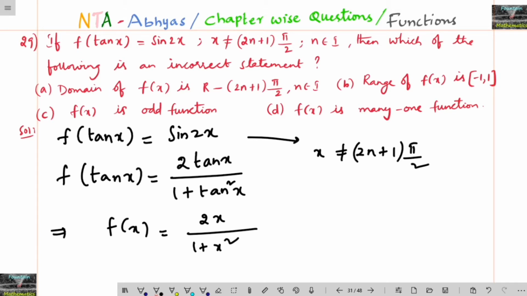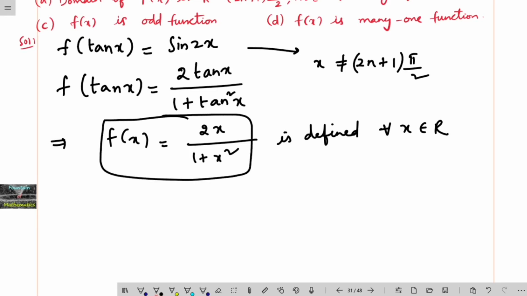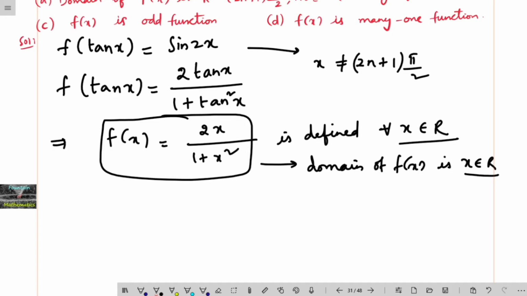But here f of x is equal to 2x upon 1 plus x square. For any real number, the denominator is positive, and this is defined for all x belongs to R. So for this function f of x equal to 2x upon 1 plus x square, the domain of f of x is all real numbers, x belongs to R.